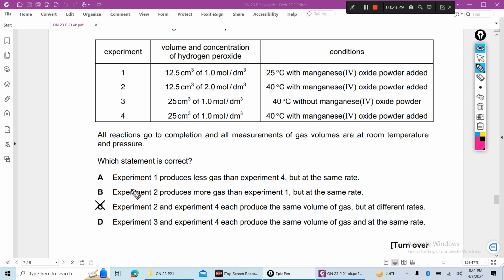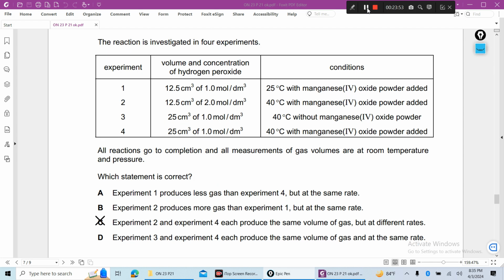Experiment 1 produces less gas than 4, but at the same rate? Experiment 1 produces less gas than experiment 4. So why is A wrong? Experiment 1 produces less gas than experiment 4, but at the same rate. No. Here it is 25 degrees centigrade, here 40 degrees centigrade. So the rate will be different.